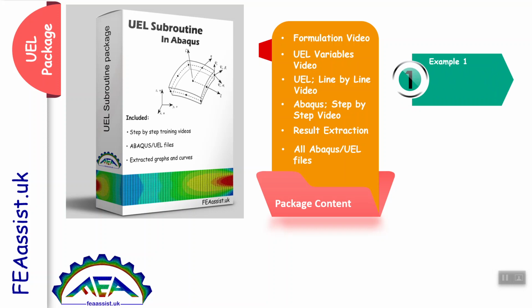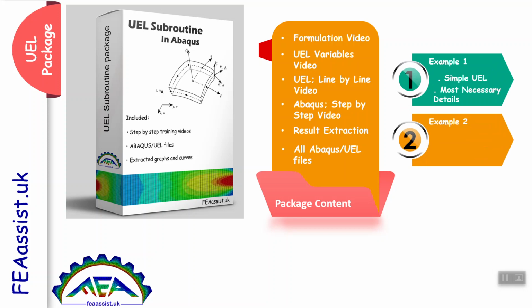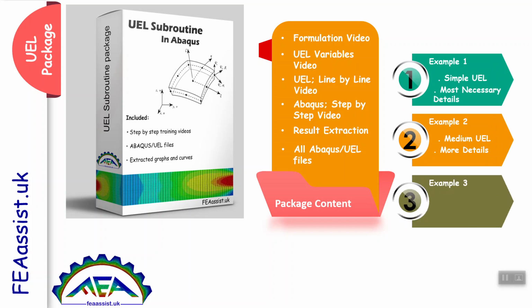This package includes 3 examples. Example number 1 is a simple UEL where the most necessary details are explained, like RHS and the A matrix. Example number 2 is a medium UEL with more details. And example number 3 is a complex UEL in which all details are explained. It is a systematic way to learn complex UEL subroutines.